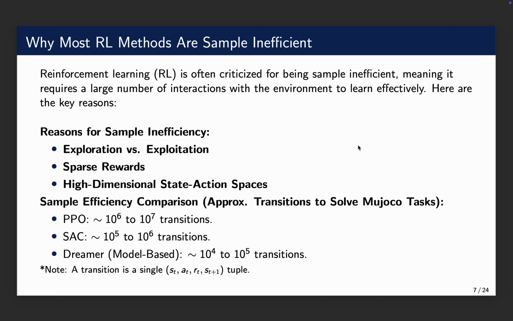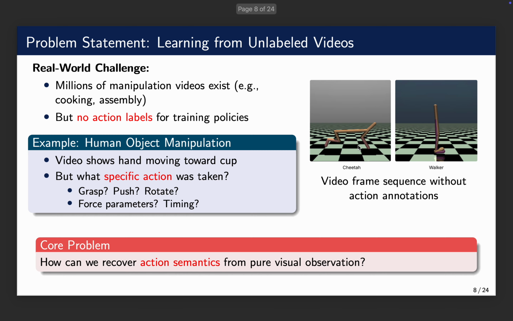So one way you could think of solving this problem of sample inefficiency is to learn from unlabeled videos. If you think about it, we have millions of manipulation videos, millions of videos of general tasks which we'd like our RL agents to do. For instance, we have millions of videos on YouTube with regards to cooking or assembly of a component or something like that. But one problem with this is that we don't have action labels on these videos.